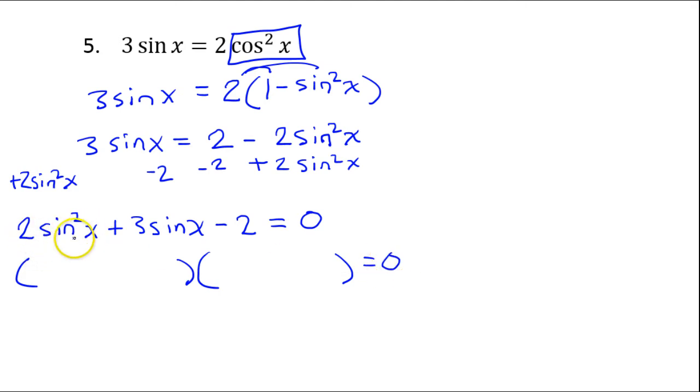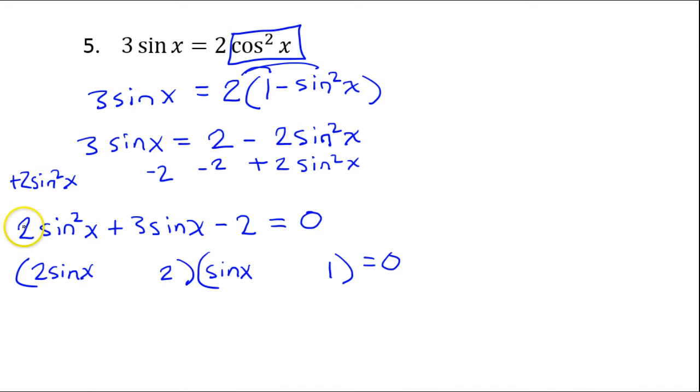Okay, 2 sine squared x can only factor as 2 sine x times sine x. 2 can factor as 1 times 2, but I'm either going to put 2 here and 1 here, or I'm going to put 1 first and 2 second. Now I actually know that this way is not going to work without even trying it.